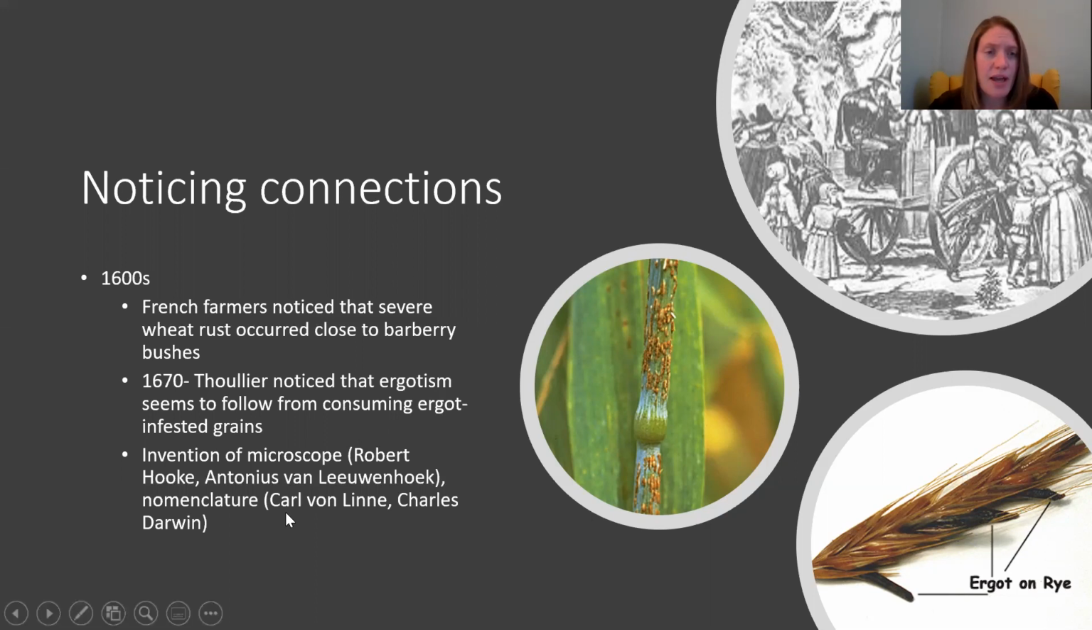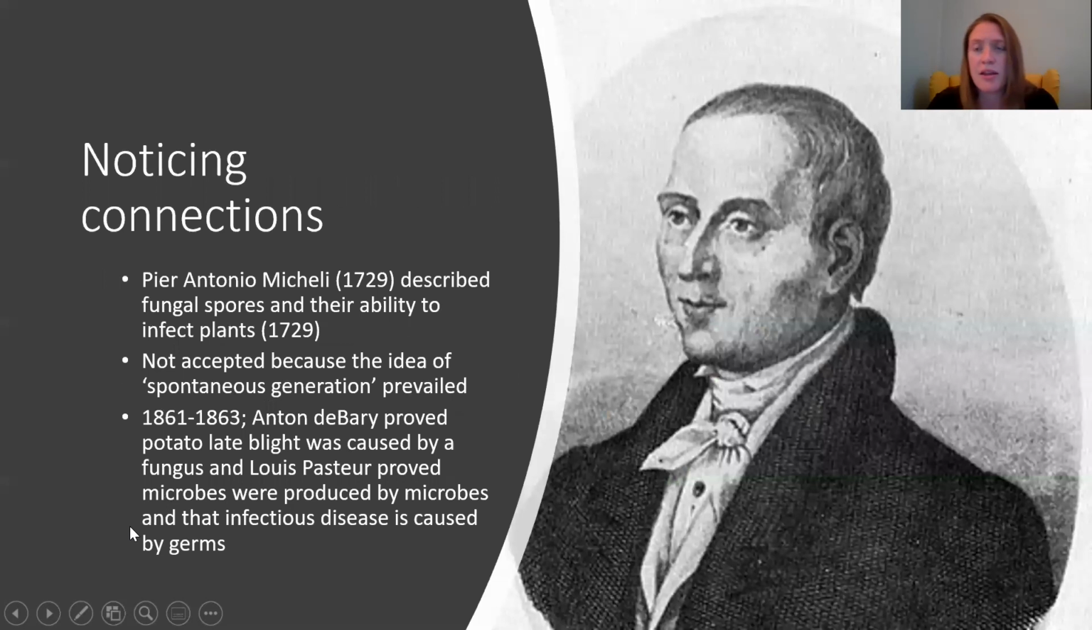Around this time, we also had some big steps in microbiology and biology in general. So we saw invention of the microscope. We saw development of nomenclature and phylogenies, so essentially trying to classify organisms in relation to one another by Charles Darwin. And that paved the way for basic microbiology in the 1700s.